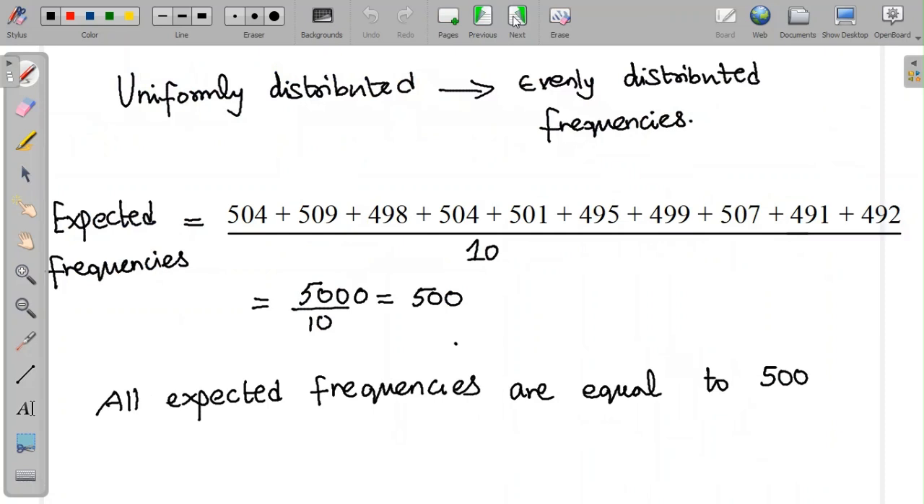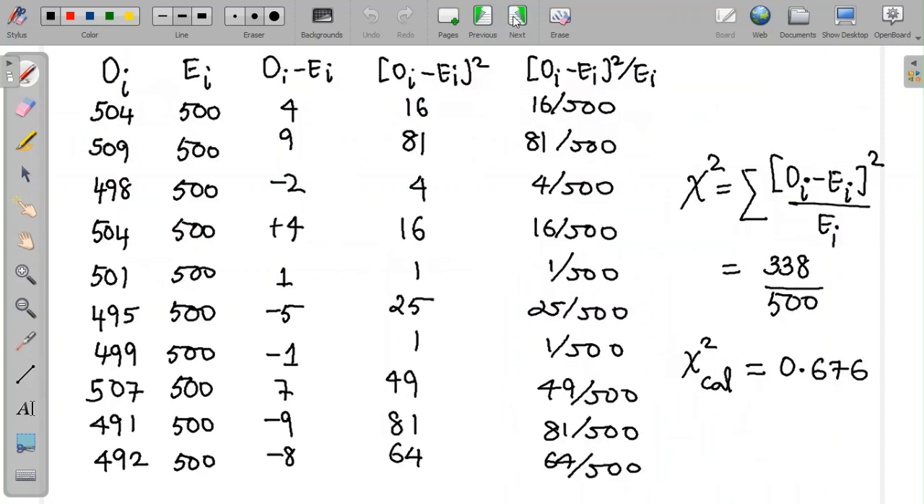That's the expectation. The observation is that the frequencies are like 504, 509, 498, 504 again, and so on. So there is a difference, but we'll find out if this difference is negligible enough. So we match them up against the observed frequencies. Every entry of the expected column is 500 because they are to be distributed uniformly, and the observed frequencies are given in column 1. So we find the differences as usual by the definition of chi-square. We square the differences, find the ratio of the square to the expected frequencies, and add all the ratios. The ratios add up to 0.676.